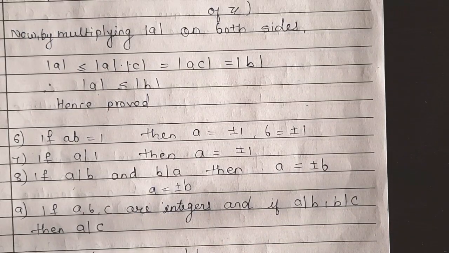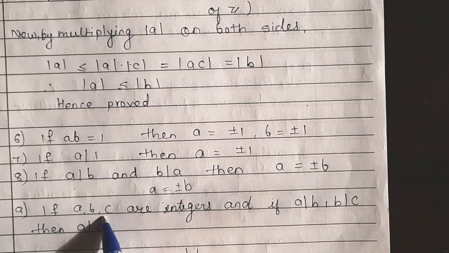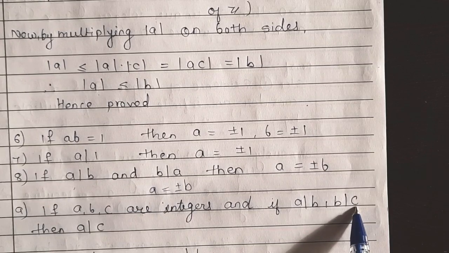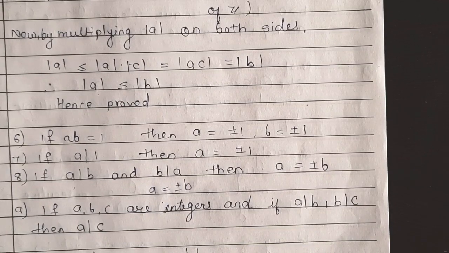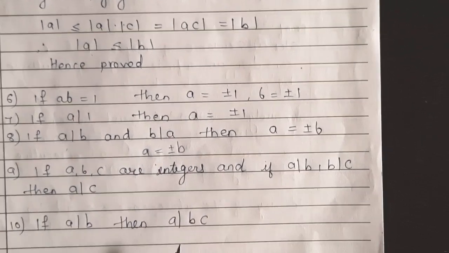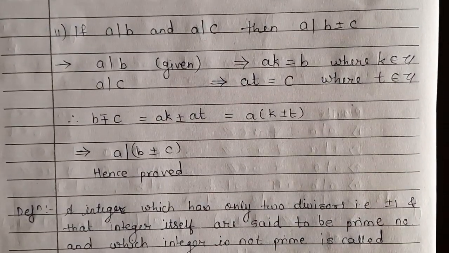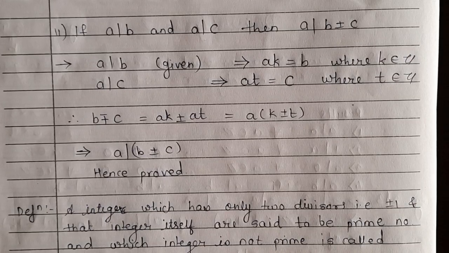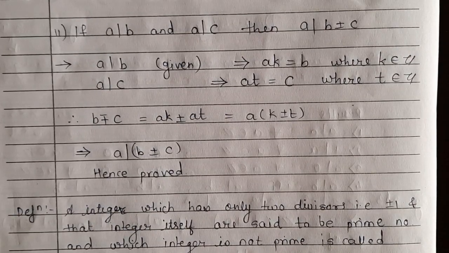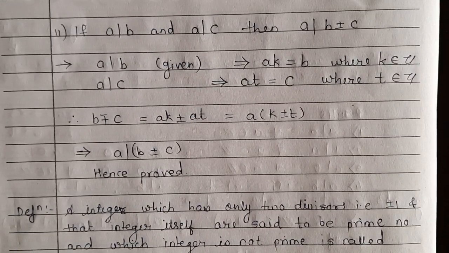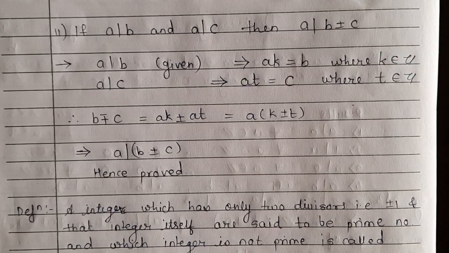Our next property: if a, b, c are integers and if a divides b and b divides c, then ultimately what do we write? a divides c. Our last property: if a divides b, then a divides b into c. Here we have one more property: if a divides b and a divides c, then if I take a plus or minus b, that is also divisible by a. We have the proof here.